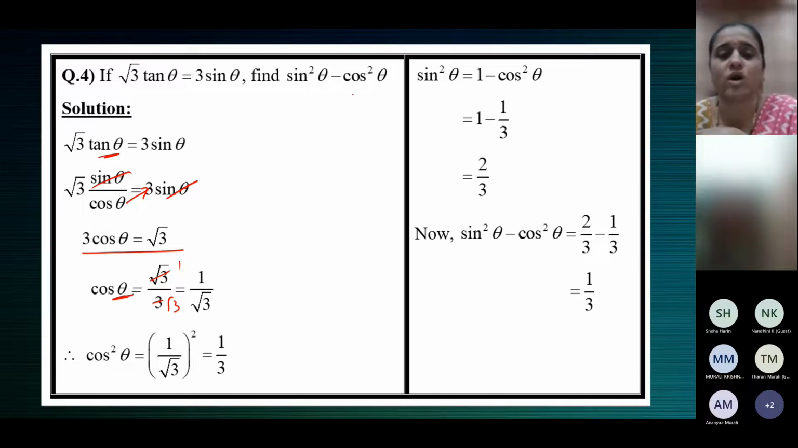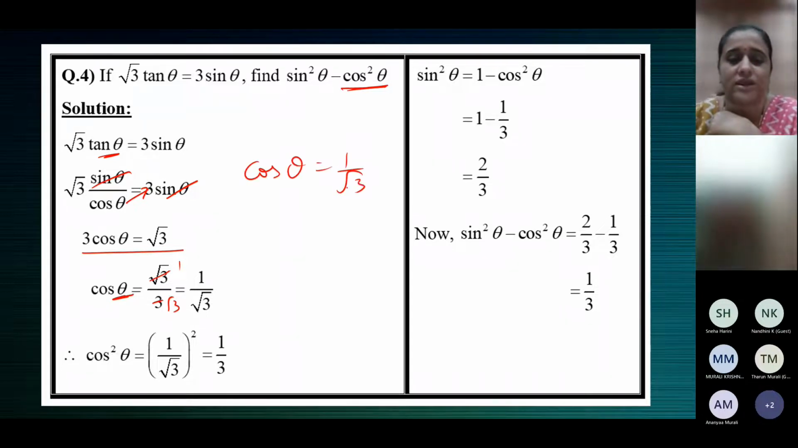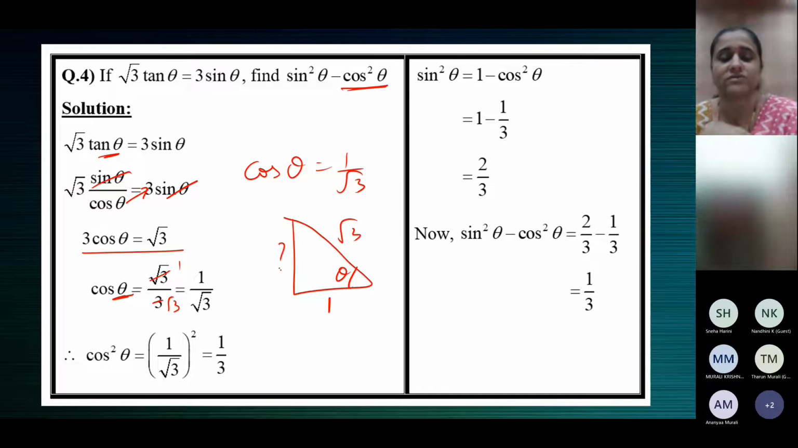So we go on to find what we need. We need cos square theta, so we square on both the sides and find cos square theta. You can also use a right triangle at this stage, children. You found cos theta as 1 by root 3. Mark this as theta. Cos theta is adjacent by hypotenuse, adjacent 1 and hypotenuse root 3. You can find the other side and find the value of sin theta.